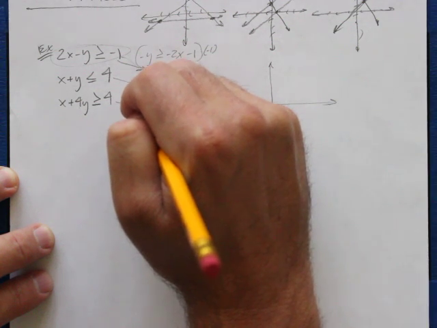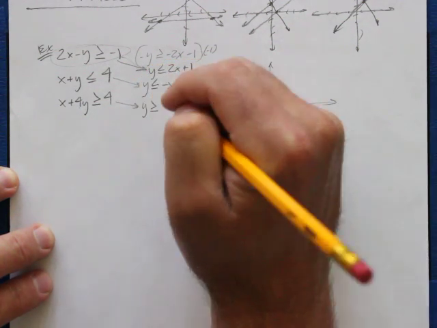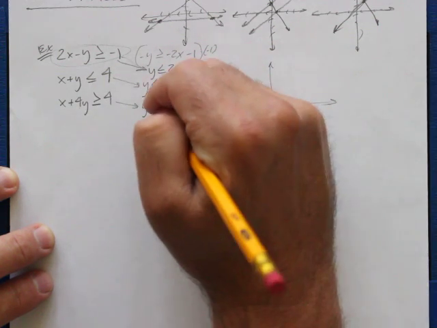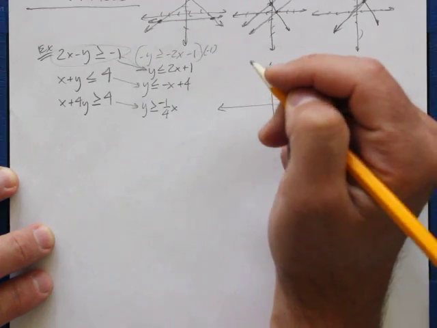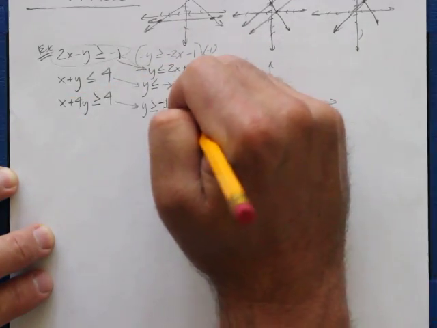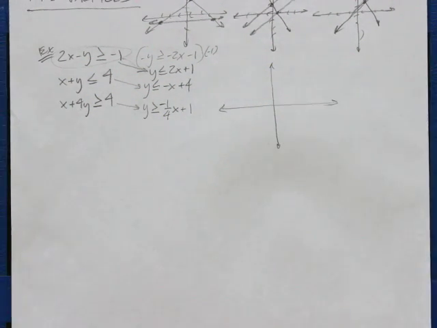So I've got y is greater than or equal to -1/4 x, because I subtracted x from both sides. And then 4 divided by 4 is 1, plus 1. Sorry, I kind of just skipped a step. I want to keep moving.